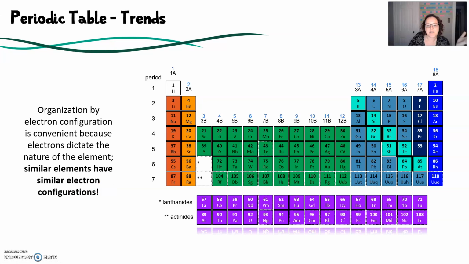The reason that the elements are organized by electron orbitals is because the electron configurations of the elements dictate the properties of the element. So certain groups of elements will have similarities in their electron configurations and therefore similar properties. Note that this version of the table that we have on this slide now has an expanded color scheme that really highlights elements with similar properties, which we will discuss over the next few slides.